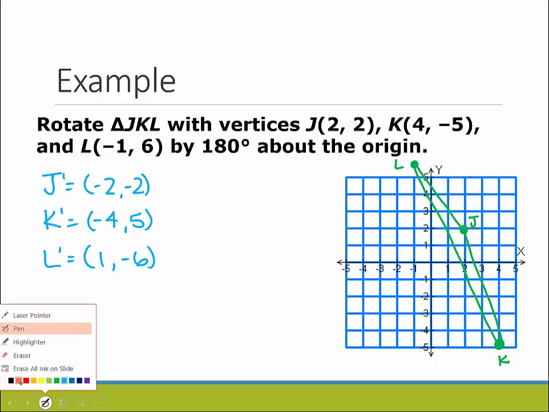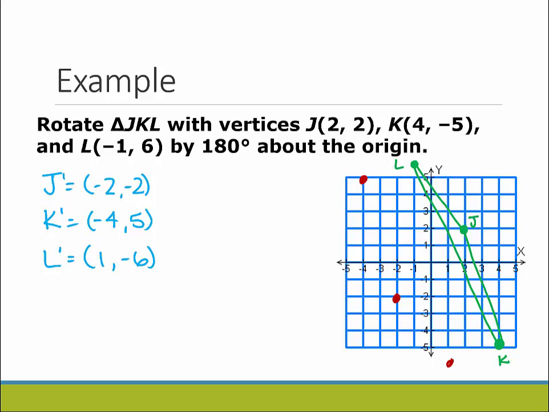So if we go to plot these, negative 2, negative 2. K is at negative 4, positive 5. And then L is at positive 1, negative 6. So we can see the shape is congruent to the one we started with. It just got rotated. So this is J prime, this is K prime, and then this is L prime.